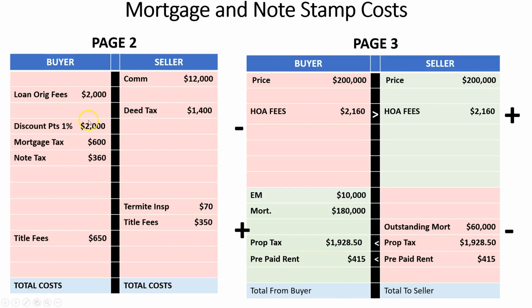And once again, those will go on page two. In this particular case, the mortgage taxes would be on the buyer's side, the note tax and the mortgage tax, and the deed stamp would be on the seller side.